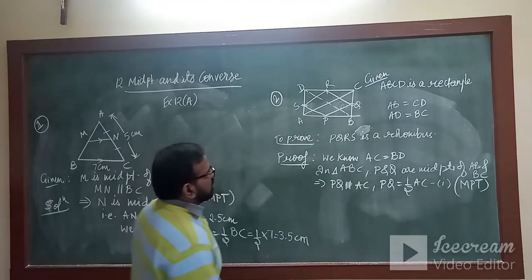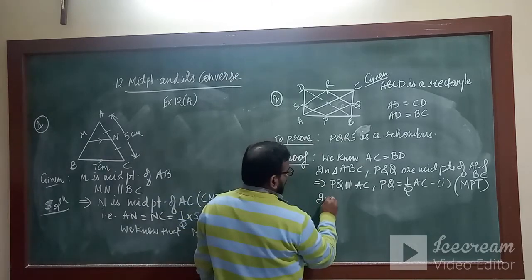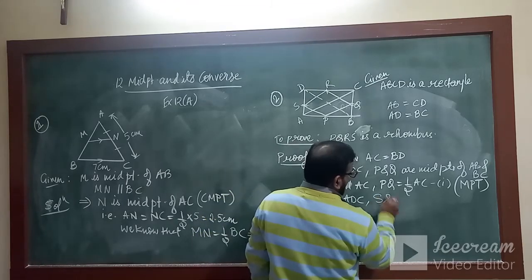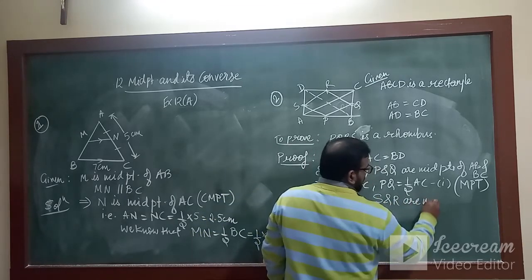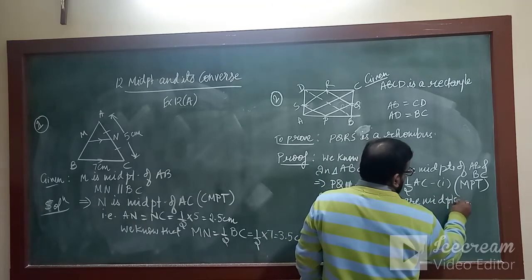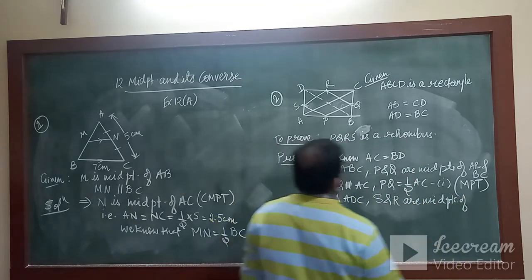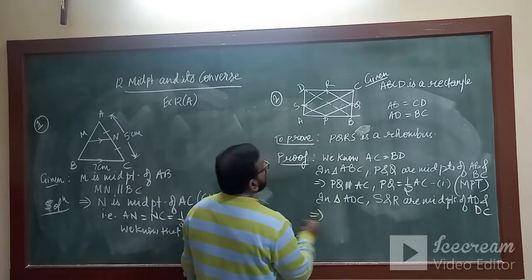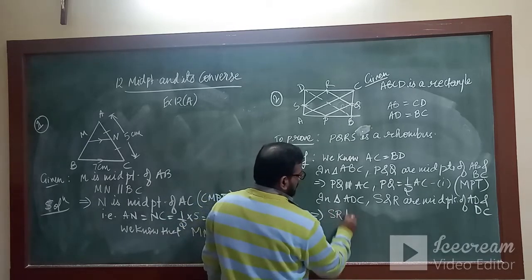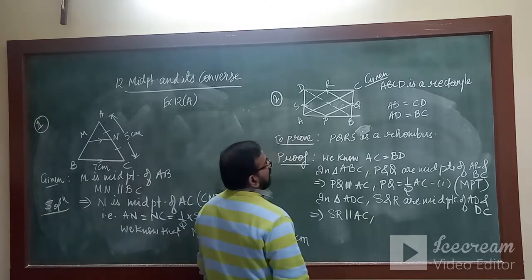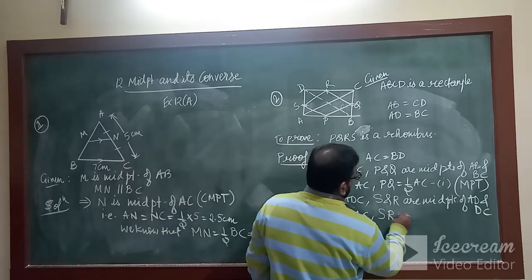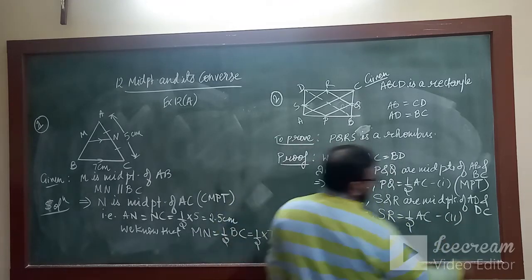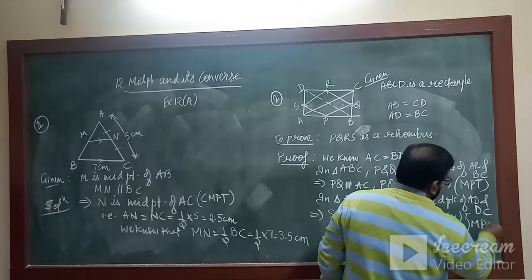Then next we can take, in triangle ADC, similarly S and R are midpoints of which sides? AD and DC. So we can say that SR is parallel to AC and SR equal to half of AC. This is our second equation, and for the same reason we can write it by midpoint theorem.